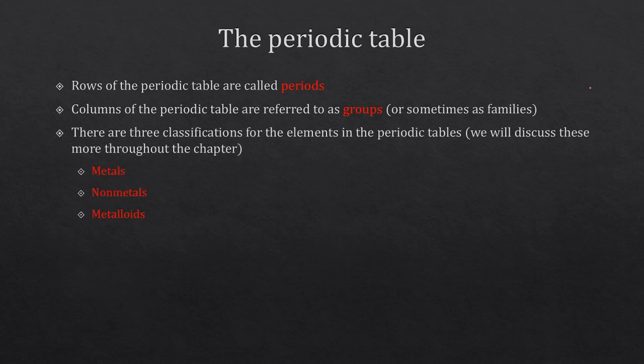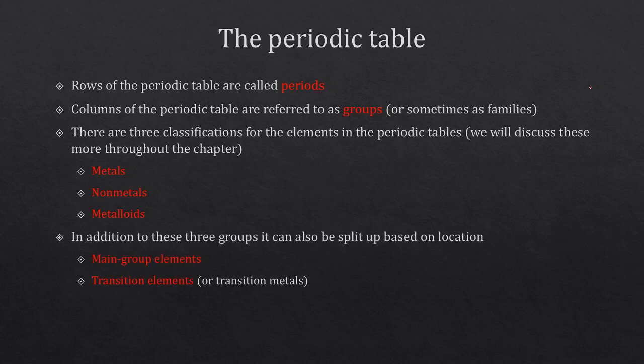There are three main classifications for the elements in the periodic table. Every element, every single one, falls into one of these categories: metals, nonmetals, and metalloids that occur somewhere between the two. We'll be talking about these later throughout the chapter, but this is just to introduce you to some of the groupings. In addition to this, the elements can also be split up based on their location. We have the main group elements, and then the transition elements, which also include the inner transition elements. So let's look at our periodic table now and find out where all these groups are.